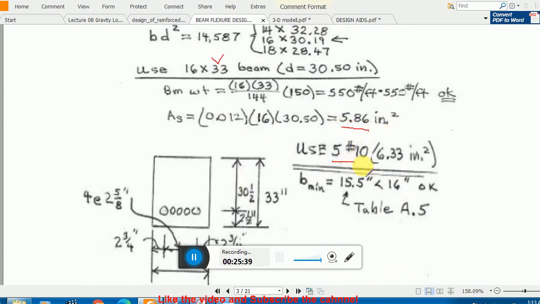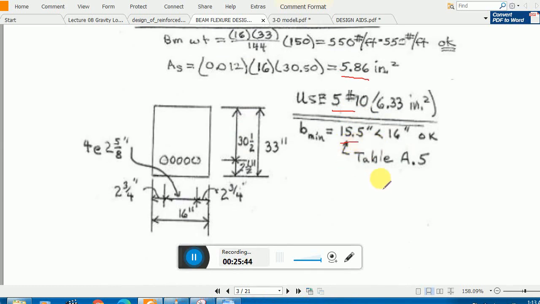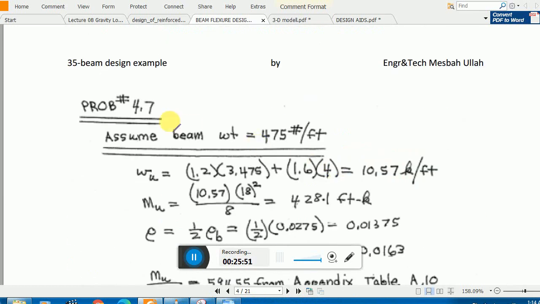Number 10 bars is basically what they are using. And b minimum, which is calculated from table F5, is 15.5. Again, it is less than 16, so we are okay here. Now the next example, 4.7.